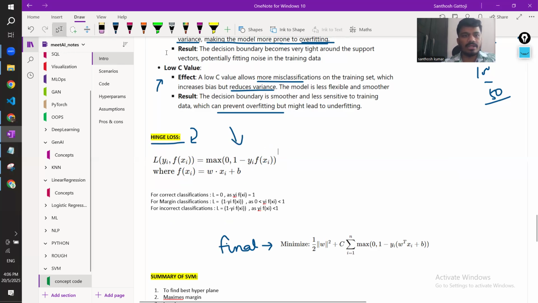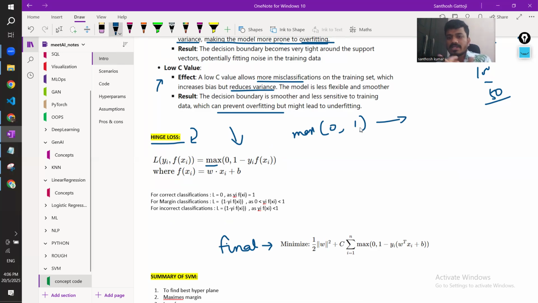Now he's saying for any point, if you want to calculate the loss, it is just the maximum of 0 comma 1 minus yi f of xi. When I say maximum of 0 comma some value, what is the maximum value between 0 and 1? It is 1. So if 1 minus yi f of xi is 1, then the maximum of 0 comma 1 is 1. Now, if this value is, let's say, minus 2, then what is the maximum of 0 comma minus 2? It is 0. That is what it is saying.